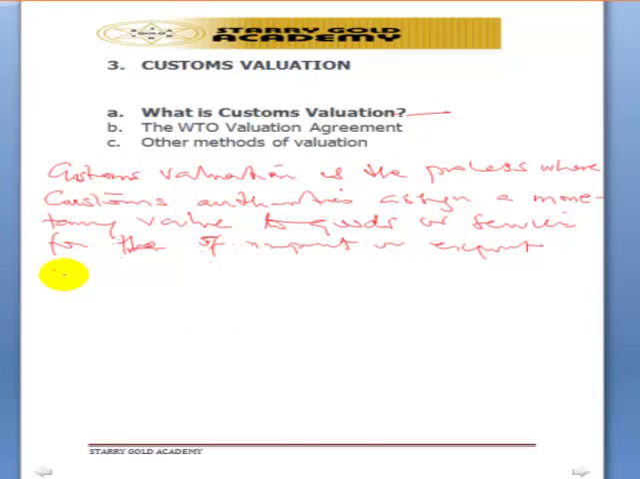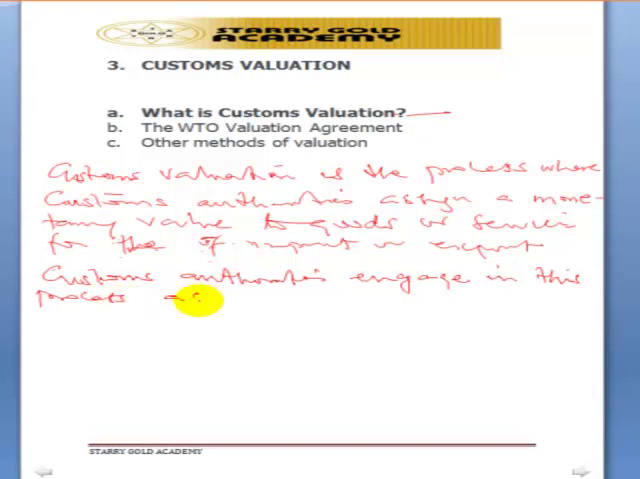Customs authorities engage in this process as a means of: A. Protecting tariff concessions.